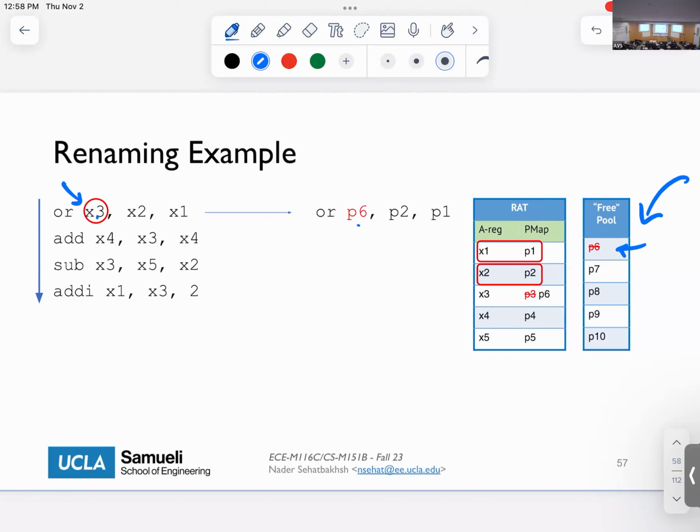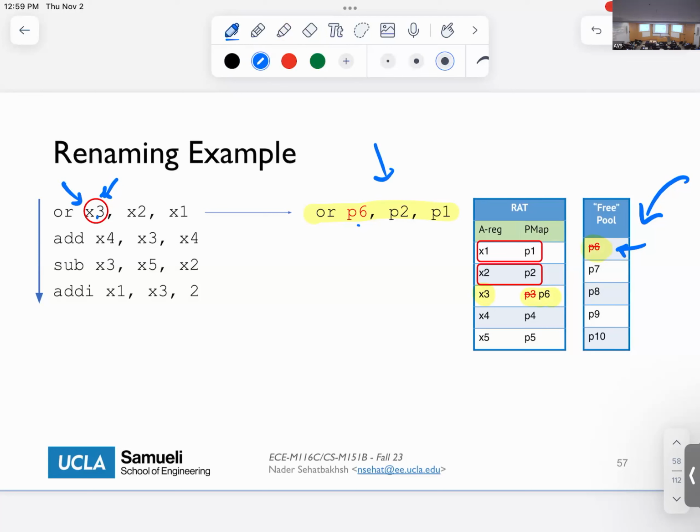So what will happen is that this OR x3, x2, x1 now becomes OR P6, P2, P1. And since I changed the mapping of this destination register, which used to be P3 and now is P6, I need to also update the mapping between these two. So I'm going to keep P3, and then update it to P6. Another thing that happens is that P6 is no longer free, so P6 is removed from my free pool. The mapping between x3 and P3 is now changed to x3 to P6. And then I basically rename my logic like this.